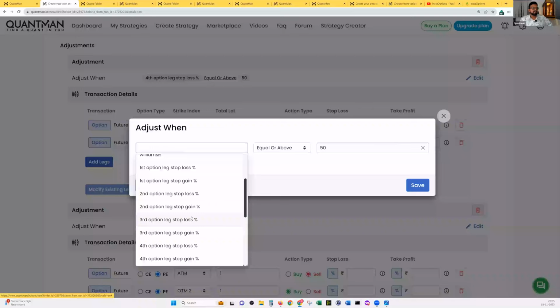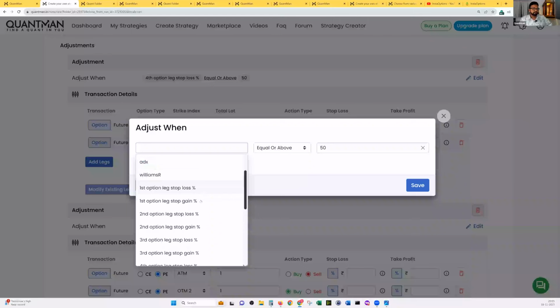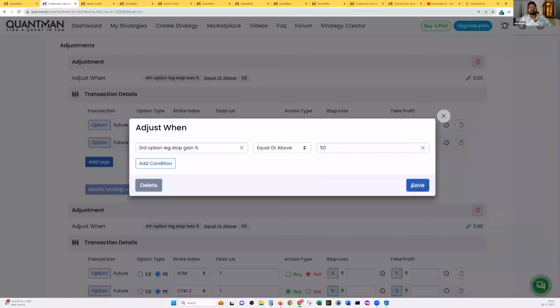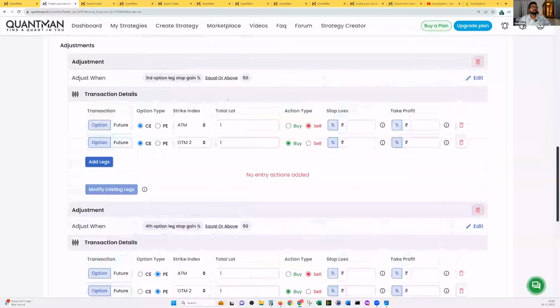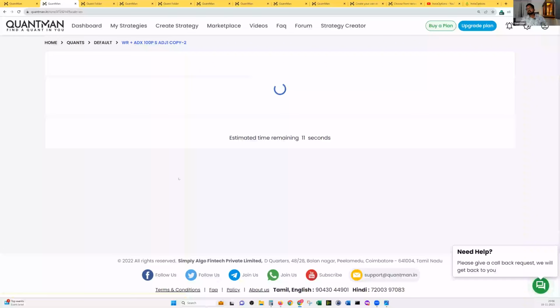So what I do, I just cancel this. Third leg stop gain equal to 50%. Save it. Fourth leg stop gain equal to 50%, save it, done. Stop gain, fourth. Good. Okay, run the backtest. Yeah, don't worry, I'll share the strategy. Just hold.